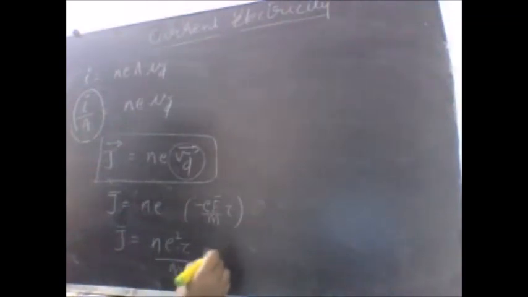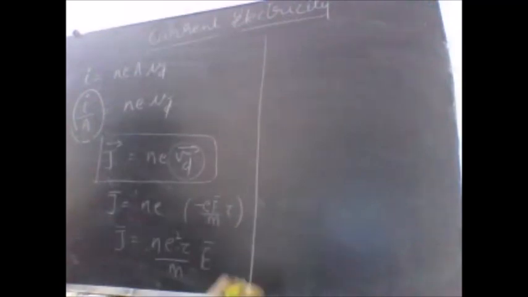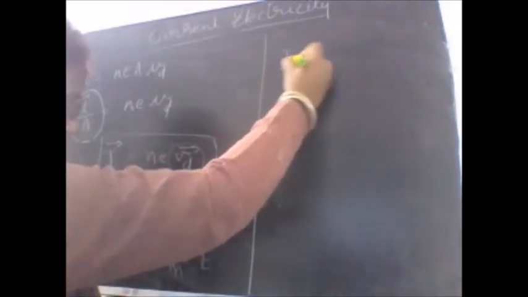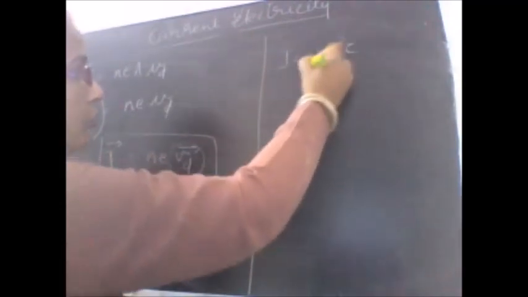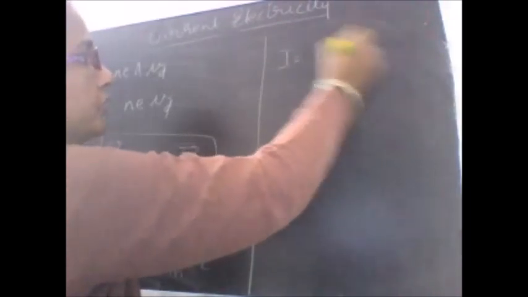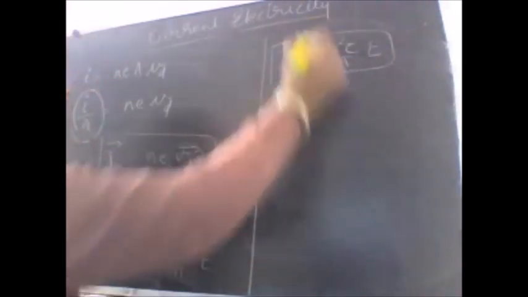Let us rearrange all the terms and see what we are getting. J is equal to n e square tau by m, and this is E, and there is a minus sign over there. Minus sign signifies that the current density will be directionally opposite to the electric field. Let us see the magnitude of the expression. So it is J is equal to n e square tau by m into E. This is an important formula.